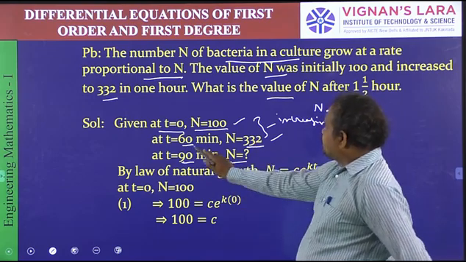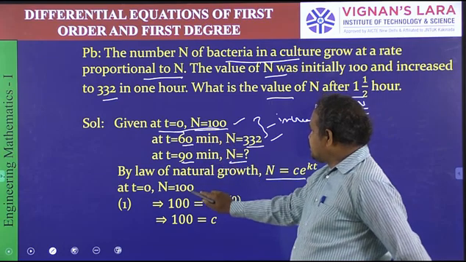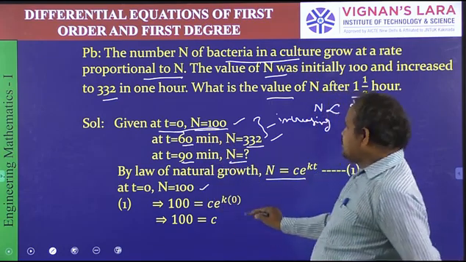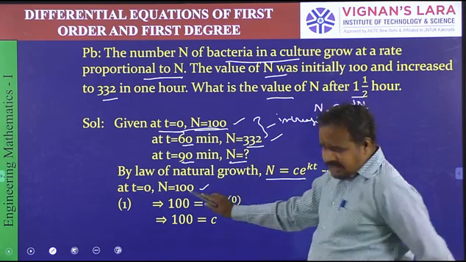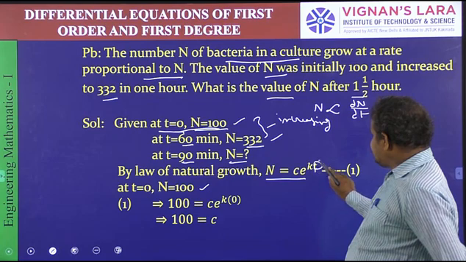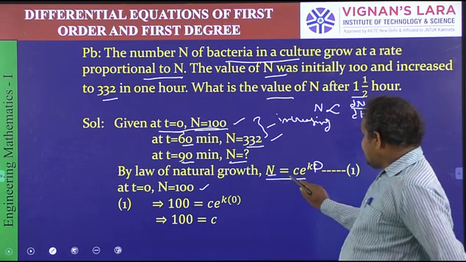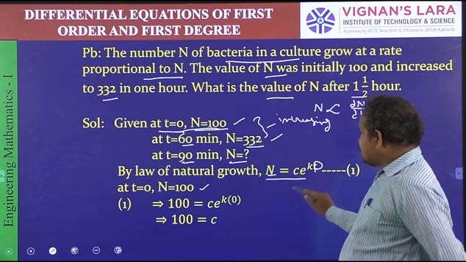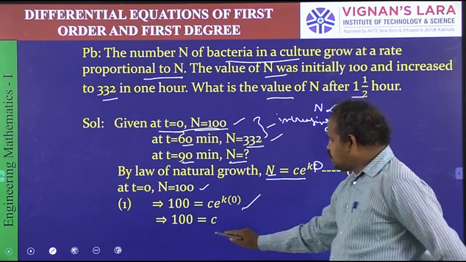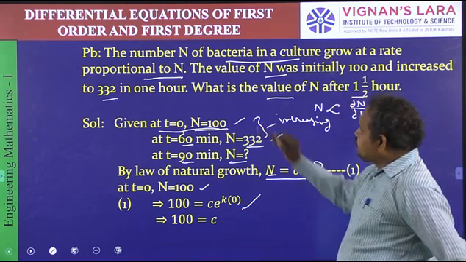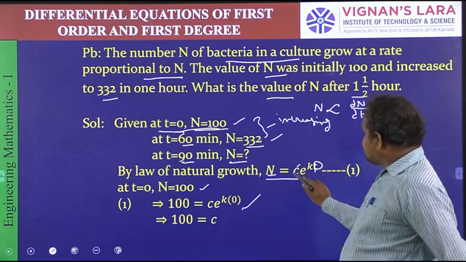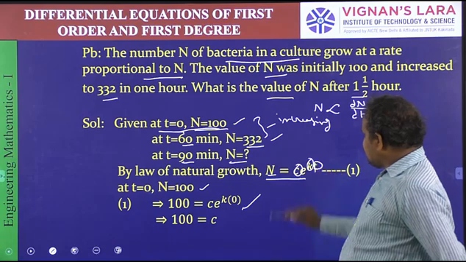First condition: at t is equal to 0, the quantity is 100. Use this in the equation. The t value is 0, the N value is 100. So 100 is equal to c into e power k into 0. E power 0 is 1, so c is equal to 100. So I used the first condition. What are the unknowns here? c is unknown, k is unknown.